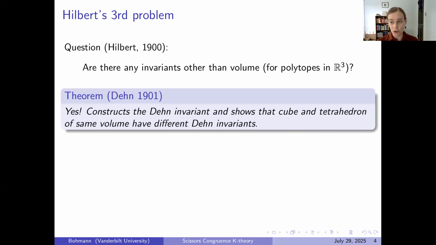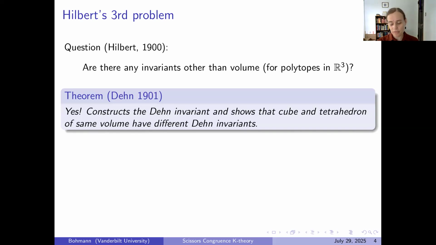And he showed that there are indeed other scissors congruence invariants. He constructs something that we call the Dehn invariant. And he shows that the cube and the tetrahedron of the same volume have different Dehn invariants. The Dehn invariant is a scissors congruence invariant, and so therefore, the cube and the tetrahedron are not scissors congruent. You can't cut up a cube and a tetrahedron of the same volume into polytopes, fuss them around a lot, and then reassemble one to get the other.